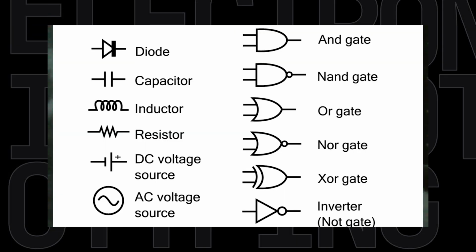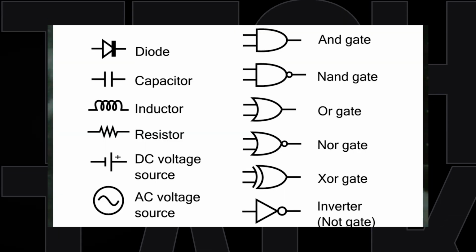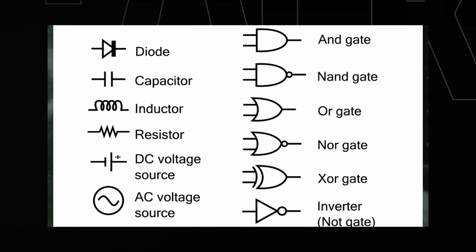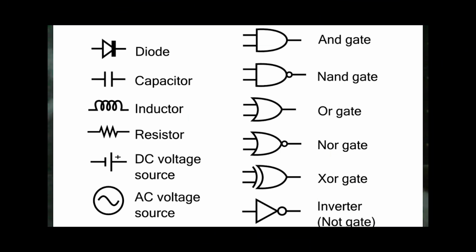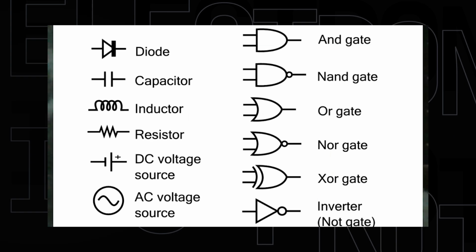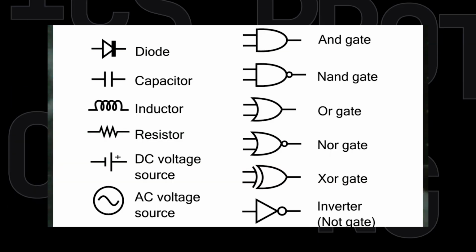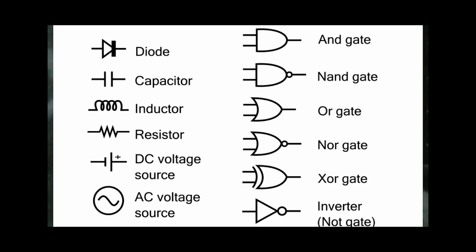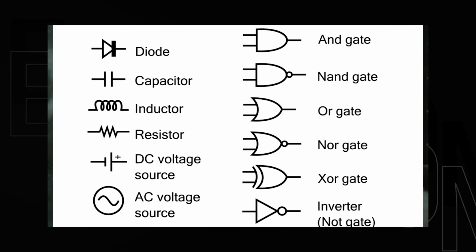The next one is the DC voltage source, and typically this will have two uneven parallel lines which are also perpendicular to the circuits. The bigger line usually represents the positive charge, whereas the smaller line represents the negative charge. Then we have the AC voltage source, which is typically symbolized by a circle and a backwards S, which is almost horizontal in a way.